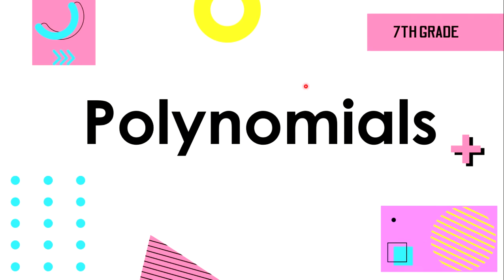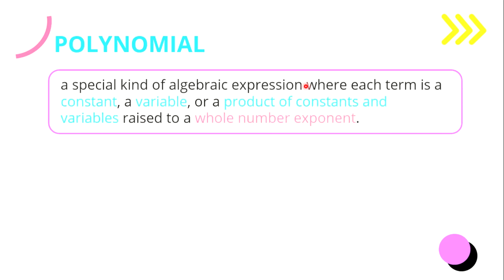Good day, class. So our topic is about polynomials. So what do we mean when we say polynomial? A polynomial is a special kind of algebraic expression where each term is a constant, a variable, or a product of constants and variables raised to a whole number exponent. So we have here examples of polynomials.